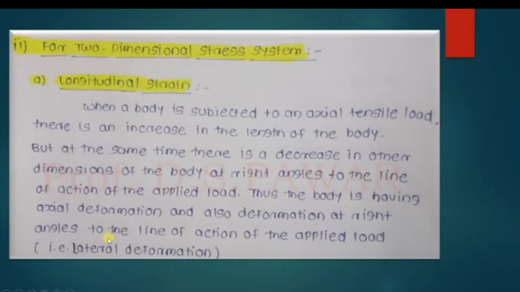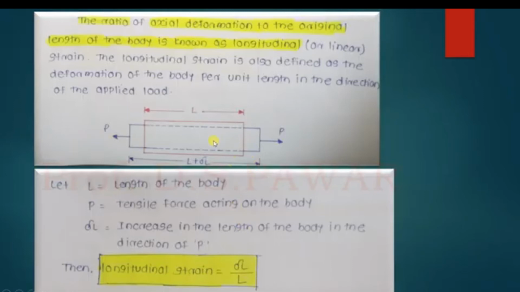Thus the body has axial deformation and also deformation at right angles to the line of action of the applied load. That is a lateral deformation. Already I have told you what lateral means: longitudinal is along the length, and lateral means perpendicular to the length. So lateral deformation is there. The original shape of the body is the red color, and after applying the tensile forces, the body is elongated in the longitudinal direction and decreases in the lateral direction. That is called a lateral decrease.